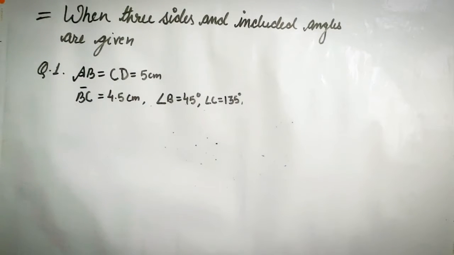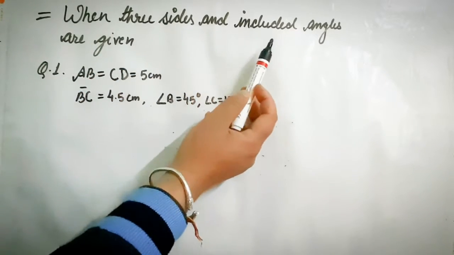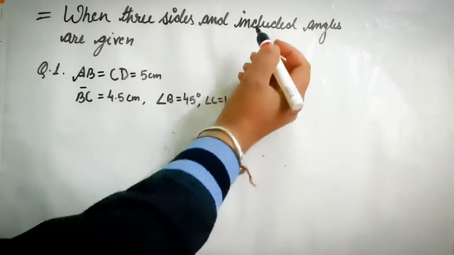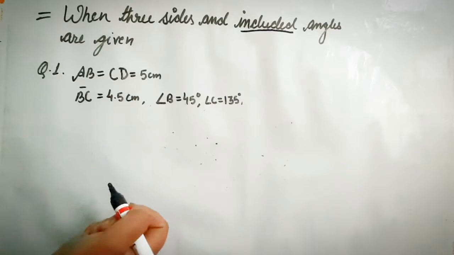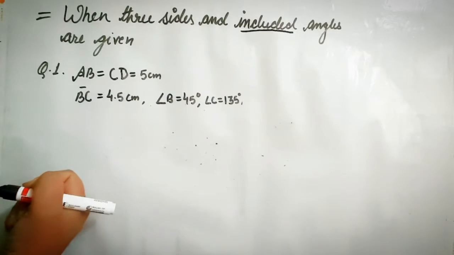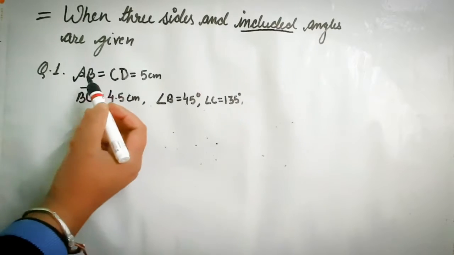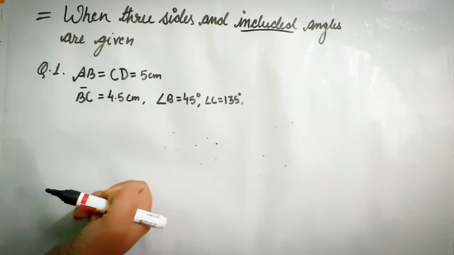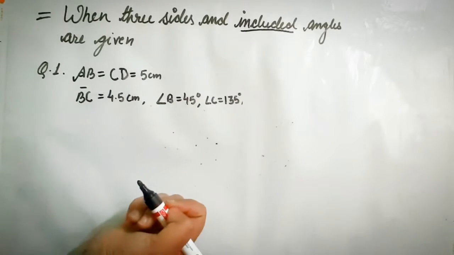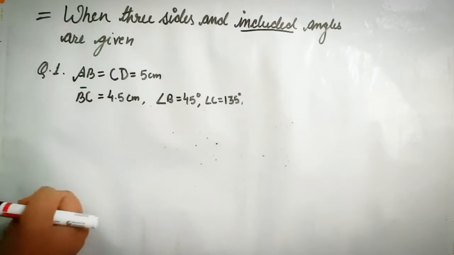Namaste everyone. In construction of quadrilaterals, today we are going to discuss the last topic, that is when three sides and included angles are given. So now first of all, we need to understand this term included angles. Let us understand from the first question: draw a quadrilateral in which AB is equal to CD is equal to 5 centimeter and BC is equal to 4.5 centimeter, means three sides are given.